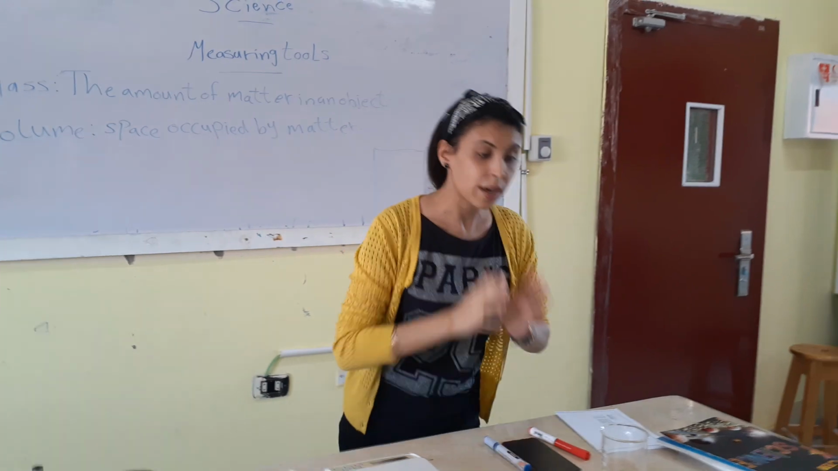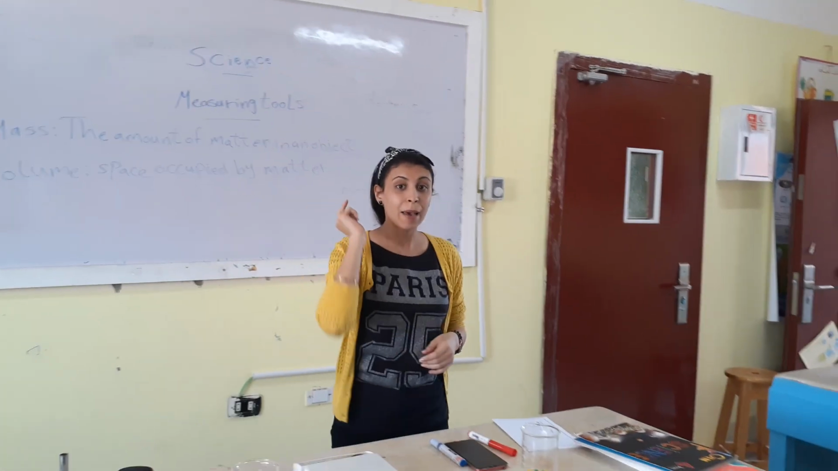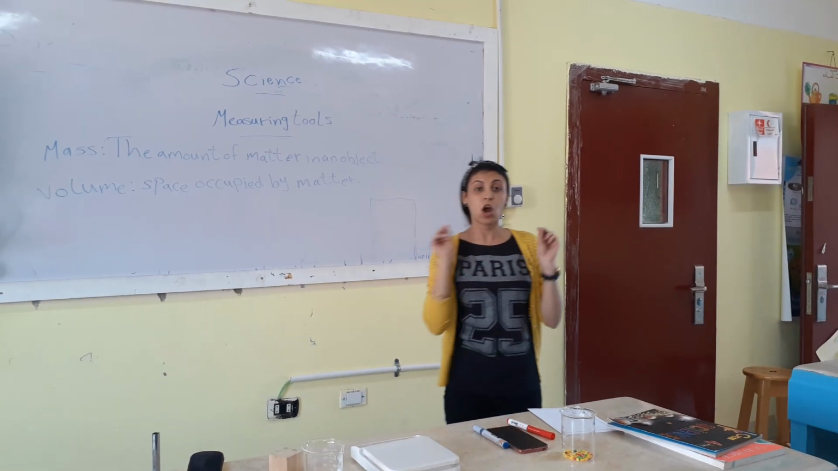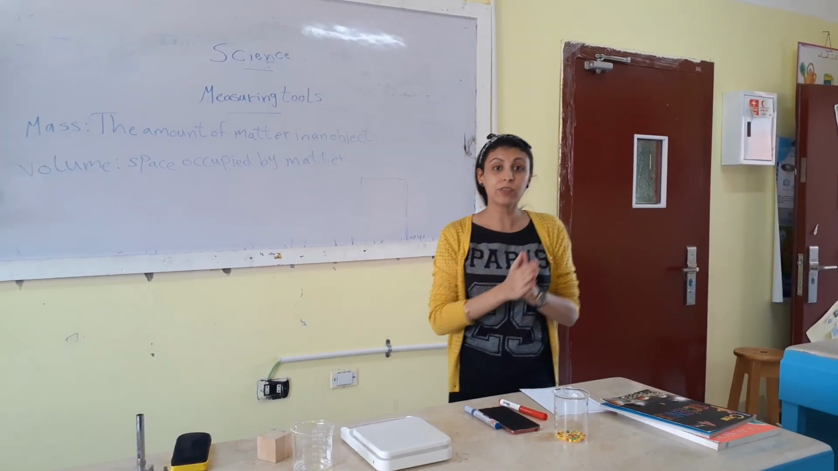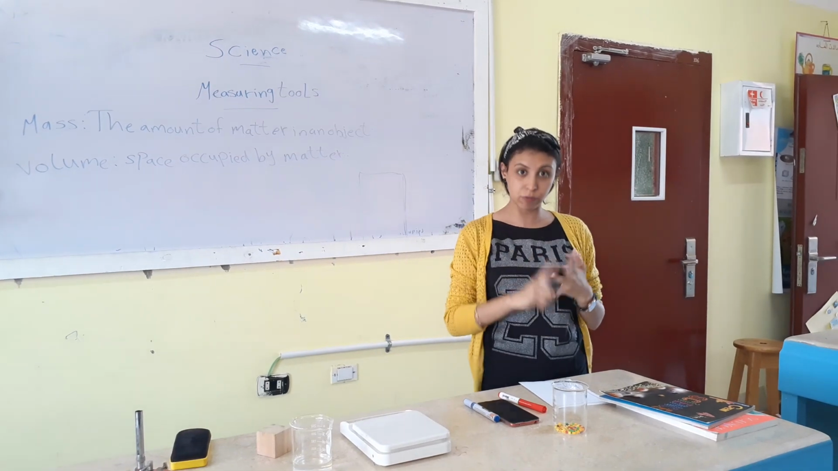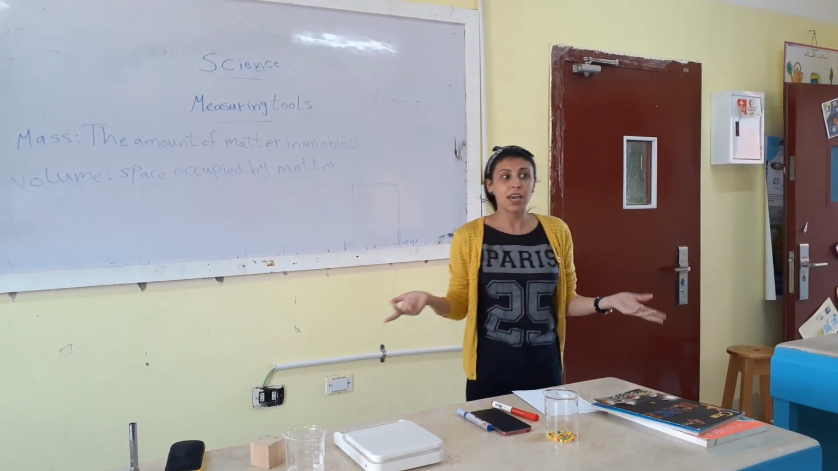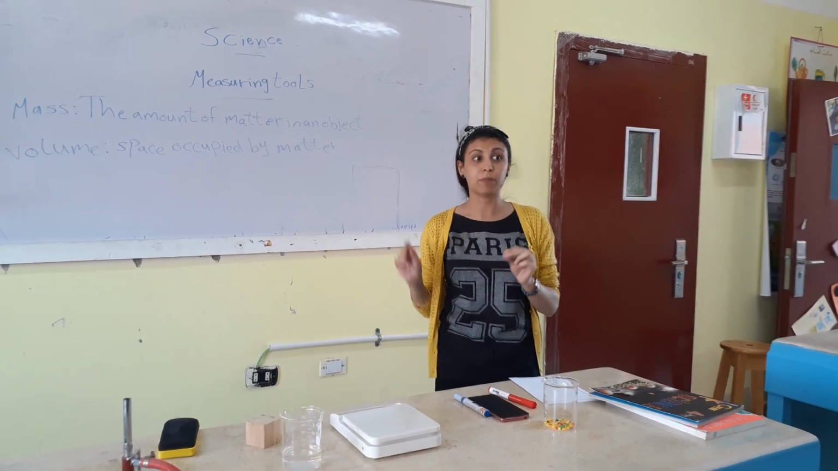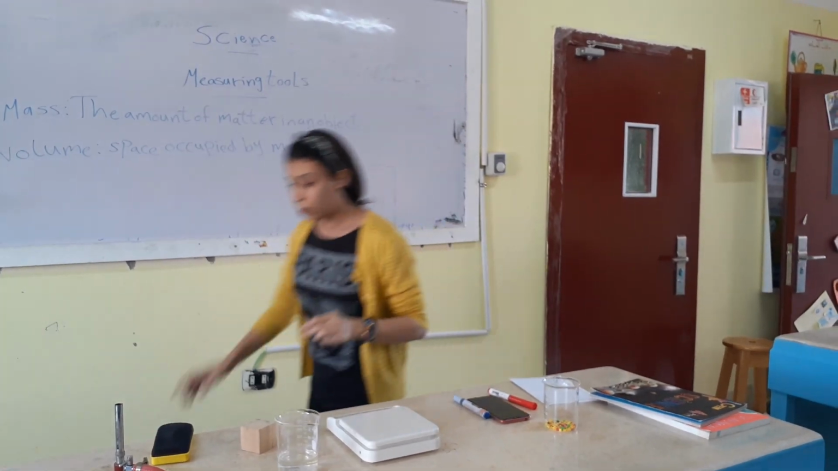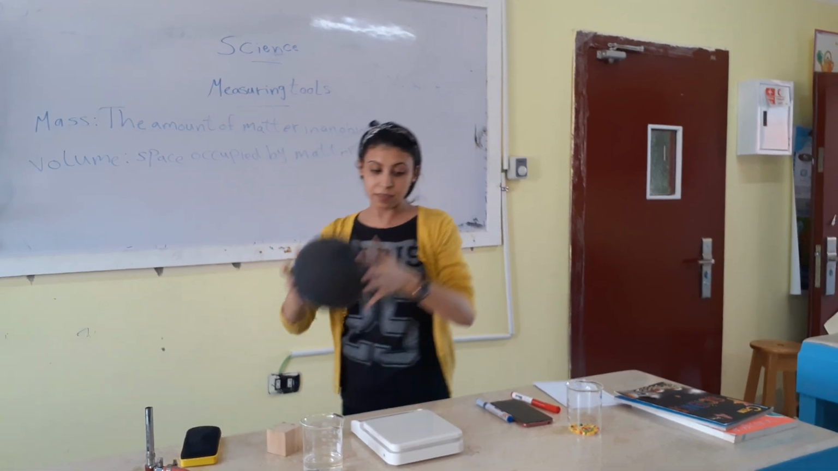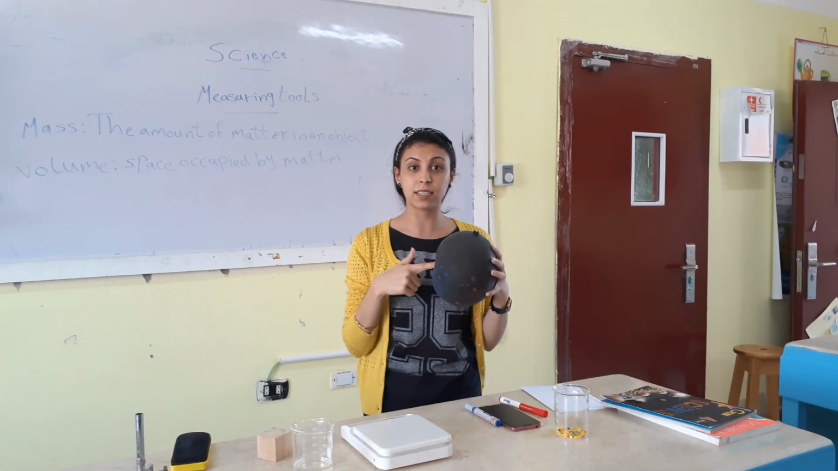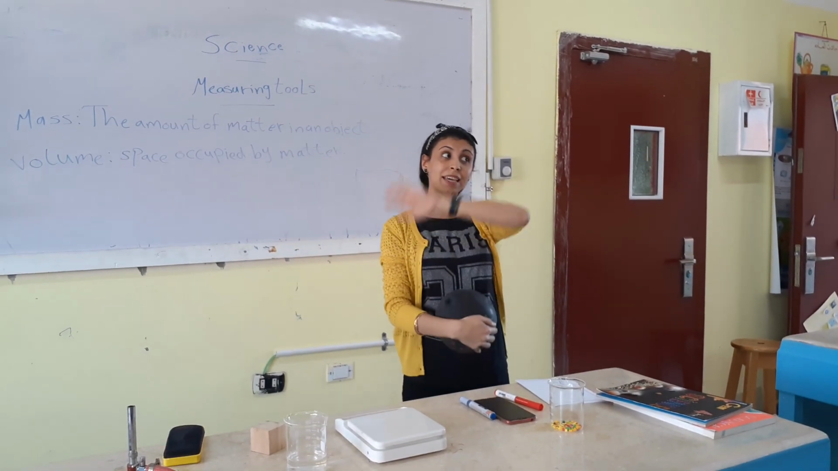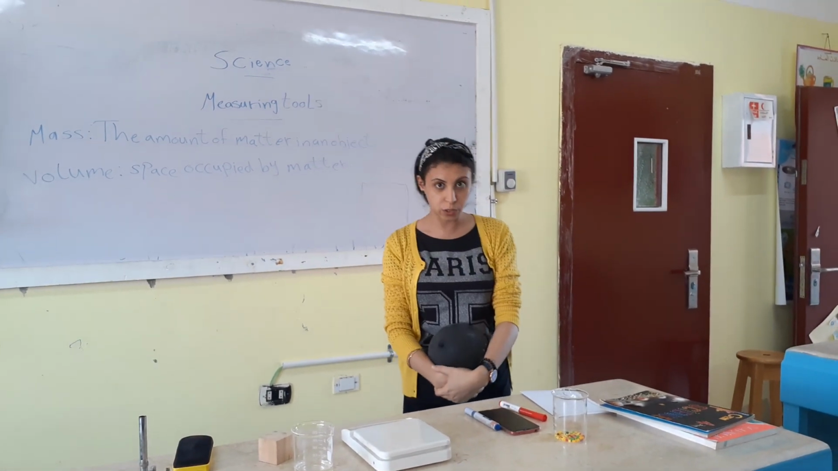Okay, so anything around you that has mass and volume is called matter. Matter is anything that has mass and volume. Okay, what about air? Is air matter? Yes, air is matter because air has mass when we detect the mass of this balloon, and air has volume and takes space around you.